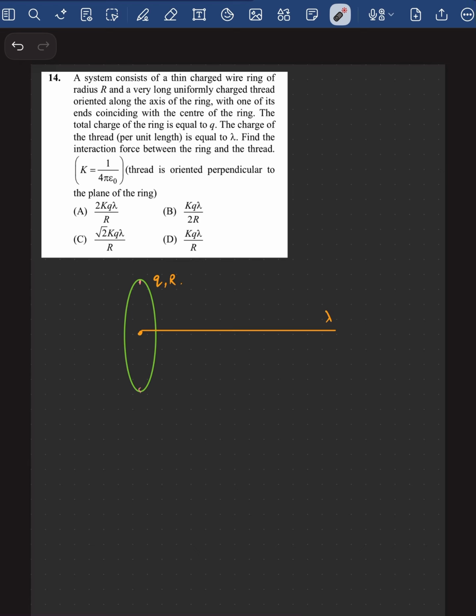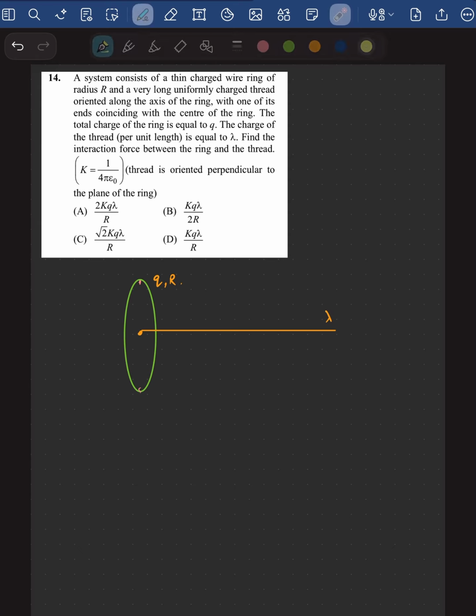So notice this is a three-dimensional diagram. Your uniformly charged long thread is along the axis of the ring. The total charge of the ring is given as Q, and the charge per unit length of the thread is given as lambda. So in this question, we are supposed to calculate what will be the force acting between the ring and the thread, right?